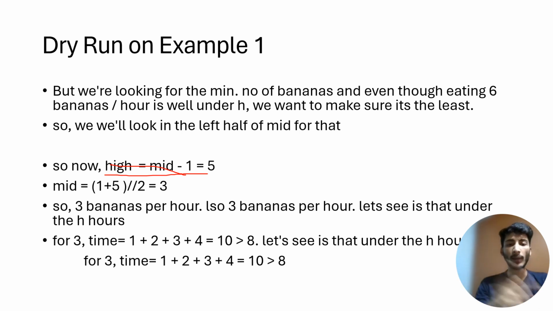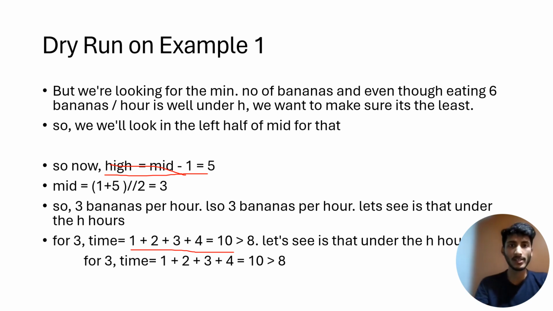So mid will be now 1 plus 5 by 2, which is 6 by 2, which is 3. Now I found out that 3 bananas per hour is our new mid. So I will try to find out the number of hours it's going to take me at 3 bananas per hour eating speed. So it seems that it is taking me 10 hours, which is clearly greater than 8. Now that is not a feasible solution.